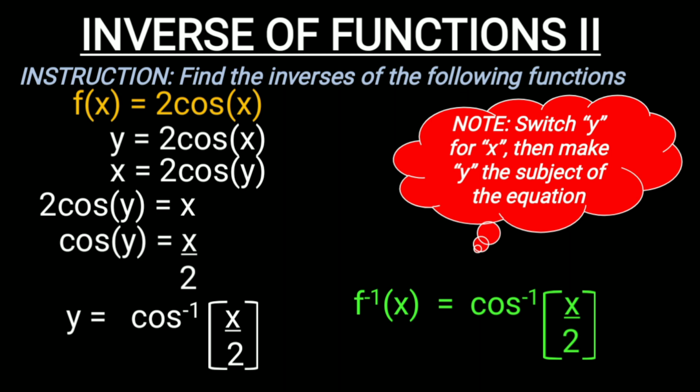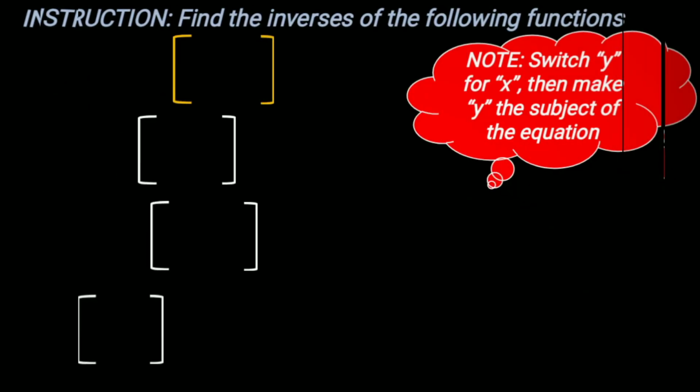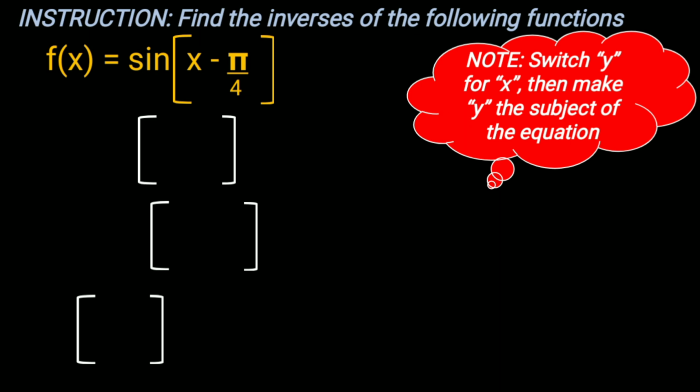Let's take a look at another example. In this question, we are given f of x equals sine of (x minus pi over 4). We need to be conscious of the fact that x minus pi over 4 is a single term there, and that's why it's enclosed in brackets. So if f of x equals sine of (x minus pi over 4), the next thing we write is f of x equals y. So y equals sine of (x minus pi over 4).